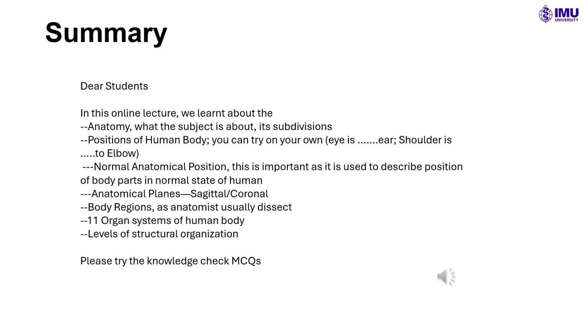Dear students, in this online lecture, we learnt about anatomy, what the subject is about, its subdivisions. Positions of the human body. You can try on your own. Eye is to ear. Shoulder is to elbow. Normal anatomical position. This is important as it is used to describe the position of body parts in the normal state of a human. Anatomical planes: sagittal, coronal. Body regions, as anatomists usually dissect. 11 organ systems of the human body. Levels of structural organization. Please try the knowledge check MCQs.